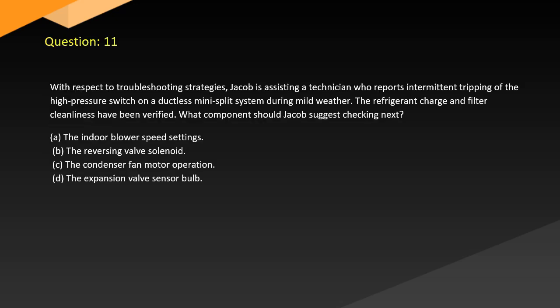Question 11. With respect to troubleshooting strategies, Jacob is assisting a technician who reports intermittent tripping of the high-pressure switch on a ductless mini-split system during mild weather. The refrigerant charge and filter cleanliness have been verified. What component should Jacob suggest checking next? A. The indoor blower speed settings. B. The reversing valve solenoid. C. The condenser fan motor operation. D. The expansion valve sensor bulb.